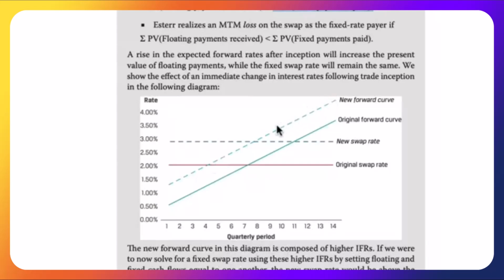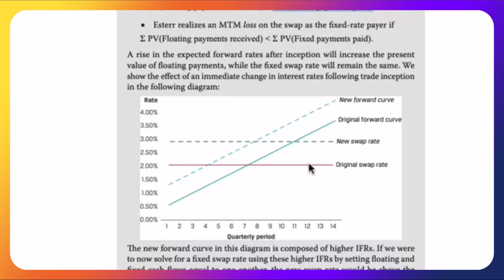Now, if we use this new forward curve to calculate a new swap rate, it would be way up here. So we have entered into a swap with this red line here. That is our original swap rate. The forward curve immediately shifted up and another person came along and they now have to enter a swap at this higher rate. And they look at ours and they say, oh, you're lucky. You got this lower rate. And they got this higher rate.